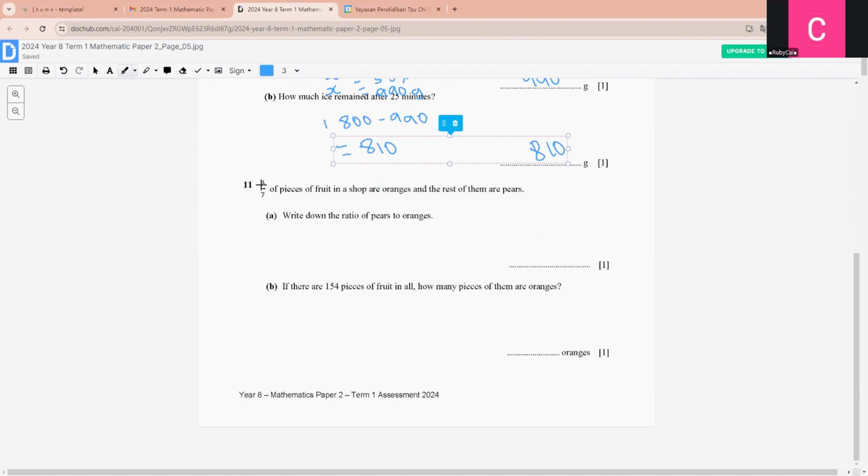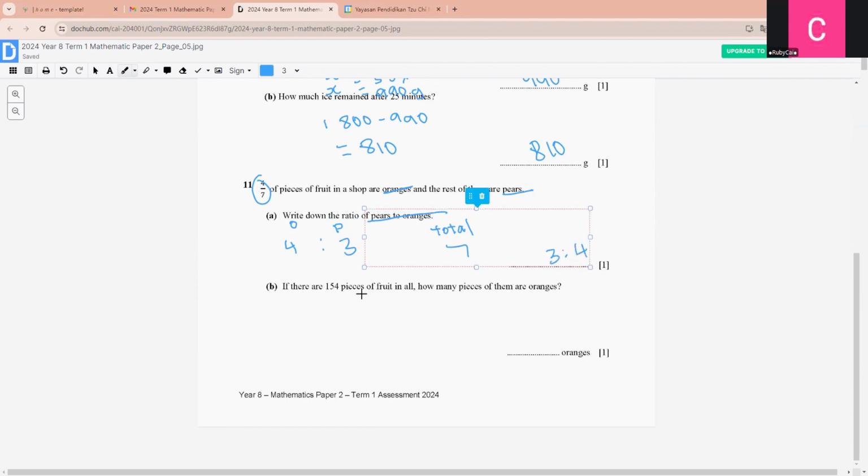Next question. 4 out of 7 of fruit in a shop are oranges, and the rest of them are pears. Find out the ratio of pears to oranges. So we already know that there are 4 oranges, and the rest of them are pears. So the total is 7, and 7 minus 4 equals 3. So that means the ratio of pears to oranges is 3 to 4.